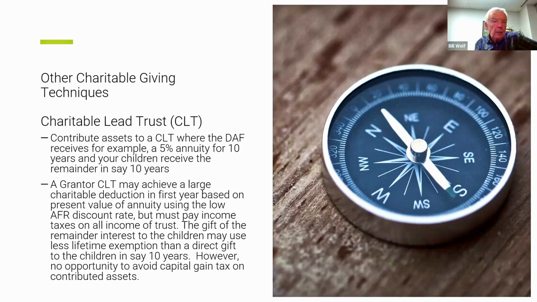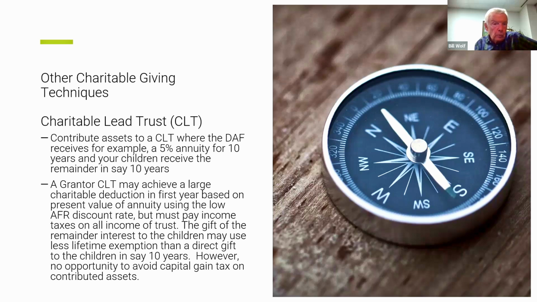The annuity goes to the charity for a term of years, and the remainder interest goes to your children. Okay, I reversed it, right? So instead of the charity getting it at the end, your kids get it at the end. And in the meantime, the annuity goes to the charity. It has to be for at least 10 years. So an example, I'm saying a 5% annuity for 10 years.